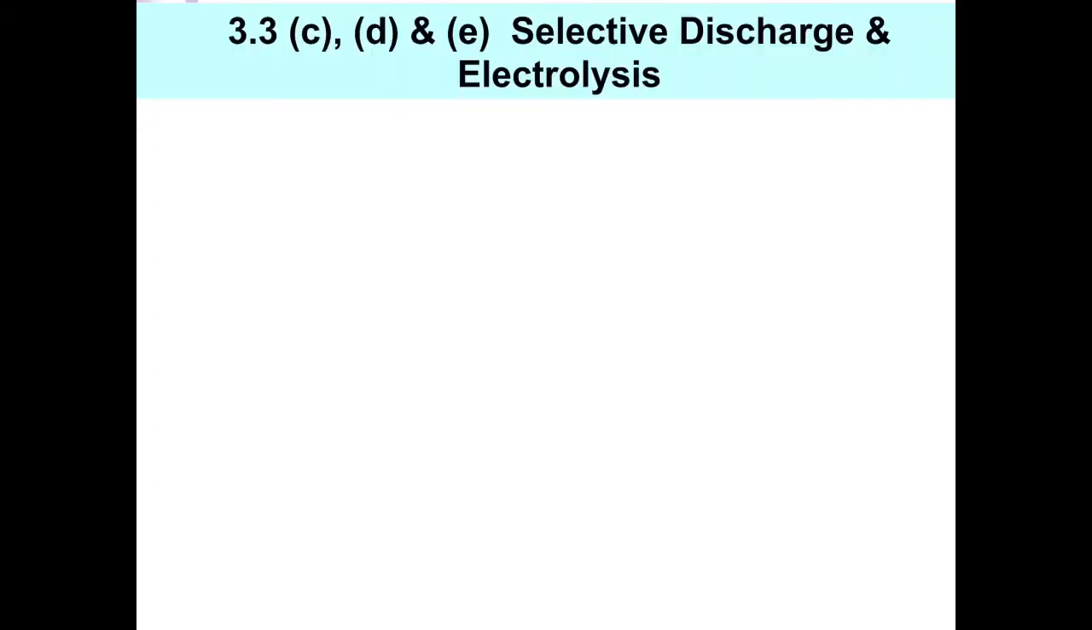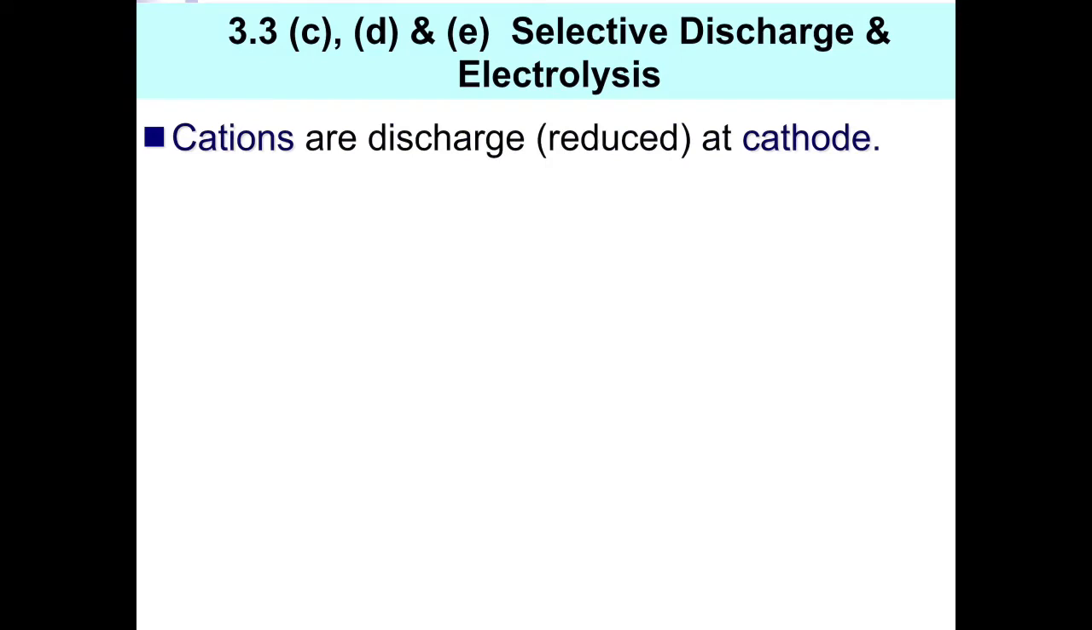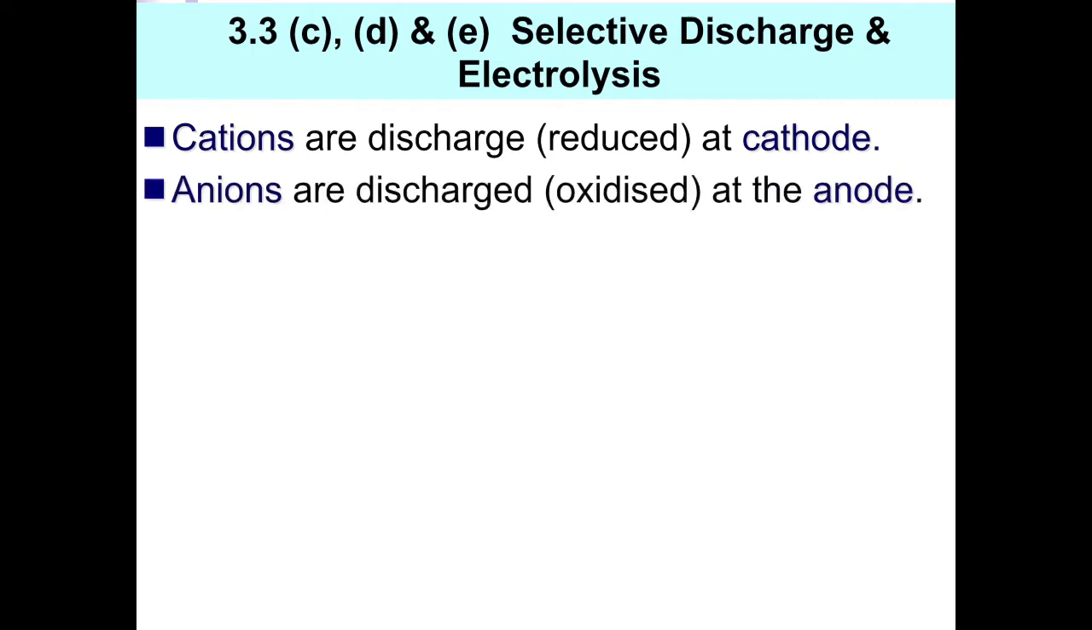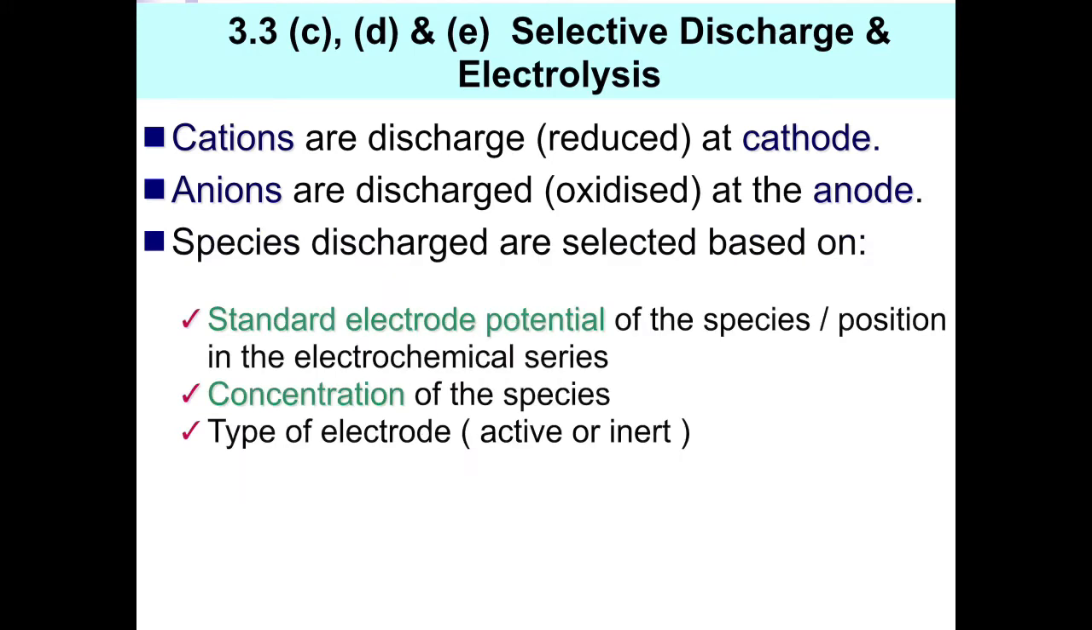Selective discharge and electrolysis. Cations are discharged or reduced at the cathode, while anions are discharged or oxidized at the anode. Species discharged are selected based on standard electrode potential or their position in the electrochemical series, concentration of the species, and type of electrode. In this video, we will focus only on inert electrode.